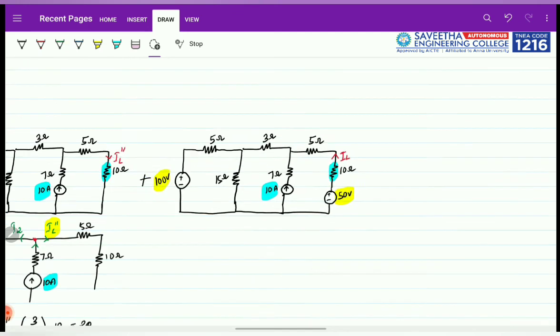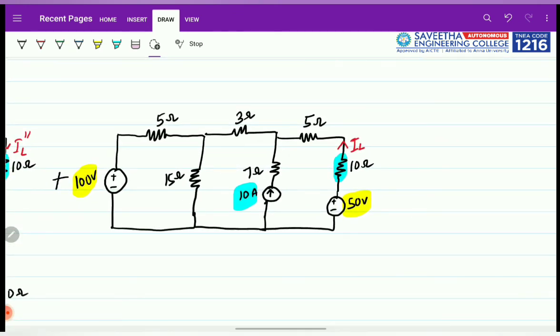Okay, now here the 50 volt source is considered. We will remove all the other sources. Okay, I'll short circuit this, and here, as I told you before, this 10 amperes is a current source that will be open circuited because it is a current source. So if I open circuit it, it means that this 7 ohm resistor will not get any current. So it is the same as not being in this. So the 7 ohm resistor is not required. Okay, this is the circuit now.